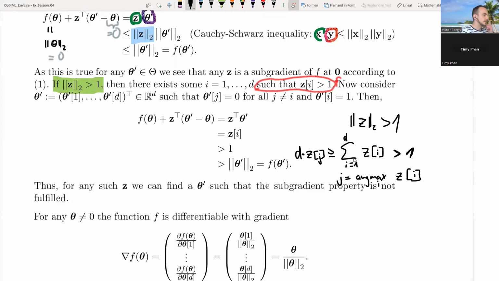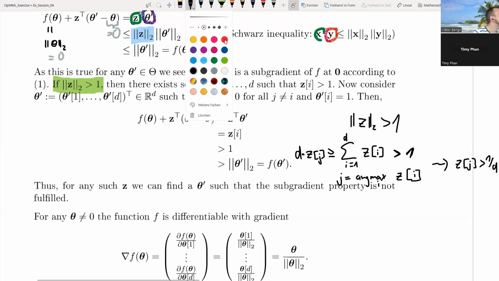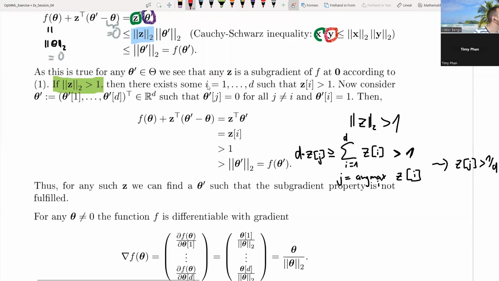Yeah, we can infer this one. And from that, this is meaning that zj is greater than 1 over d. So what we can fix here, and I think this will work. Now we can find some, and now I called it j, now substitute it with I, doesn't matter. We can infer that there's at least one component which is greater than 1 over d.